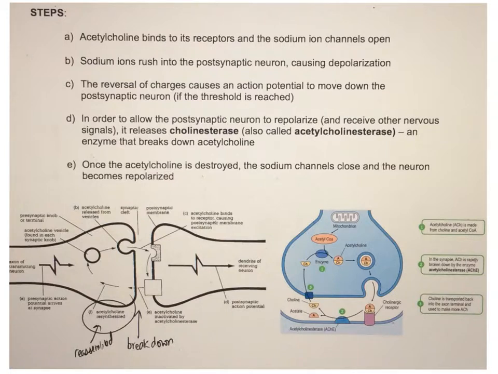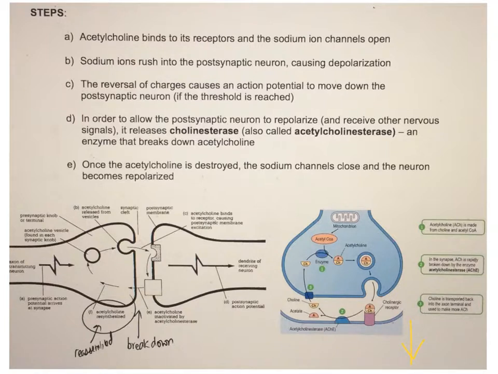So these are the steps involved in acetylcholine and how it binds to the postsynaptic neuron. So first, acetylcholine will bind to its receptors and the sodium ion channels open. Okay, so the acetylcholine will bind to the receptor, which is right here, this purple thing. It will bind to the receptor, and in that case, the sodium channels open for that second membrane. And those sodium ions will then rush into the postsynaptic neuron, which is this one, which causes depolarization. So again, that charge reversal that we talked about last lesson. The reversal of charges causes an action potential to move down the postsynaptic neuron.